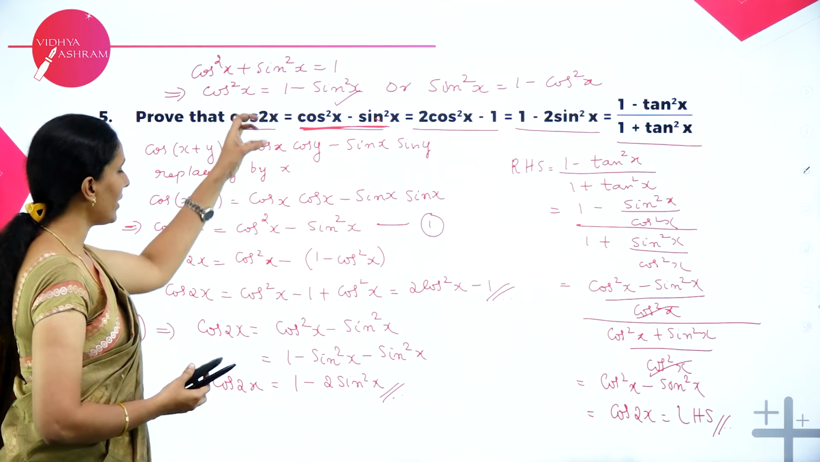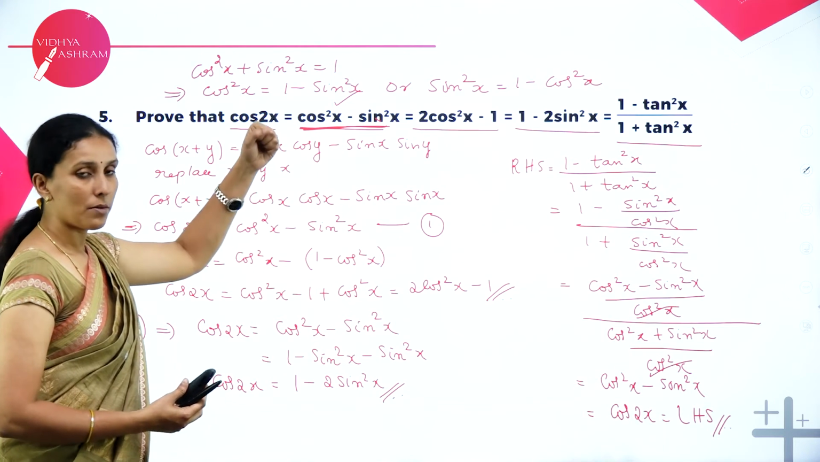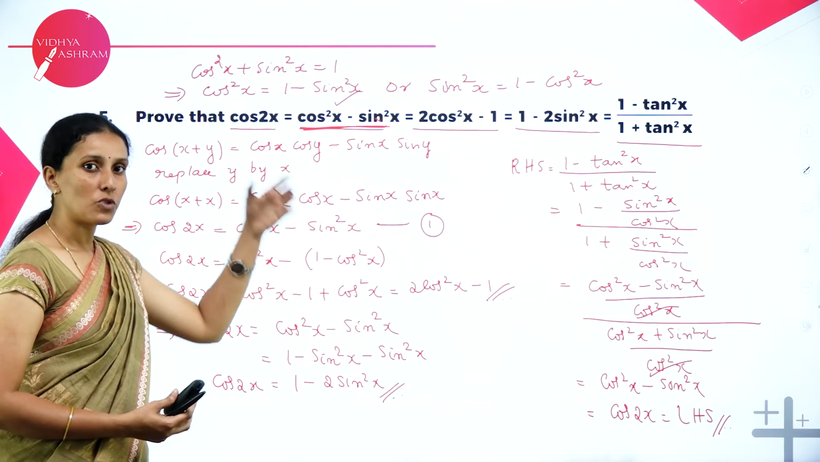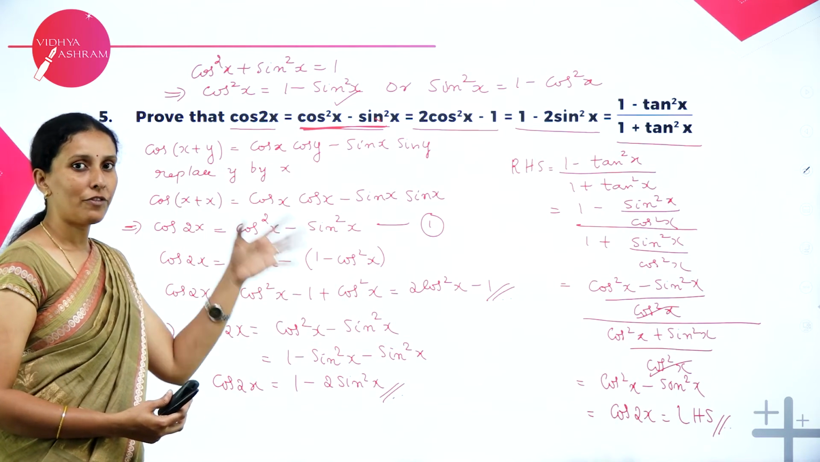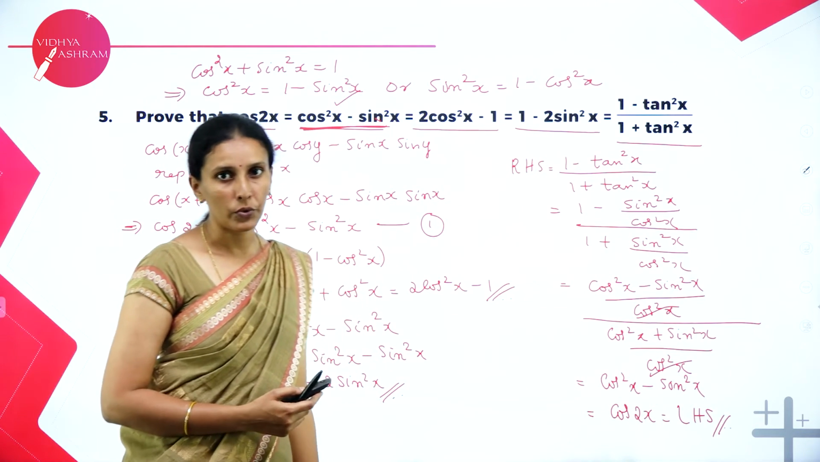Hence, cos 2x can be transformed into many other functions: in terms of cos only, in terms of sine only, or in terms of tan only. So these are a few identities of cos 2x.